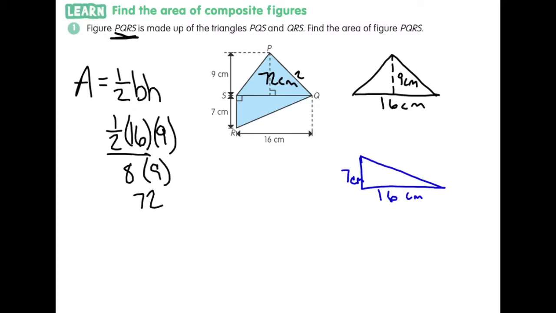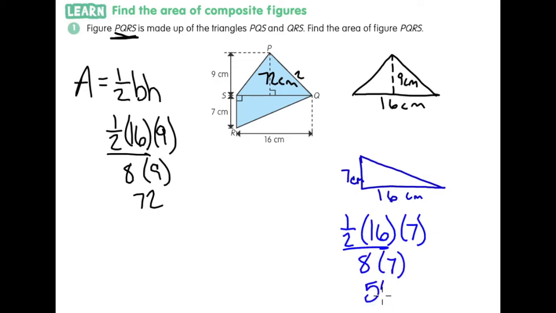And if we look at the area of the bottom triangle, that's 1/2 times 16 times 7. Half of 16 is 8. 8 times 7 leaves us with 56. So the bottom one is 56 centimeters squared.